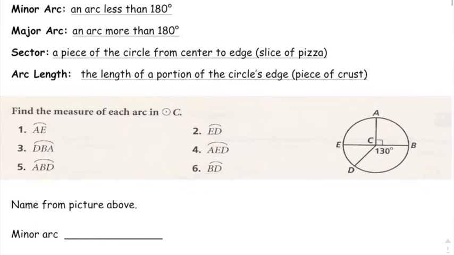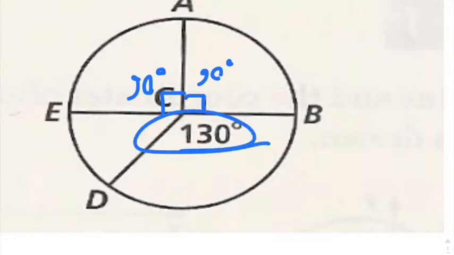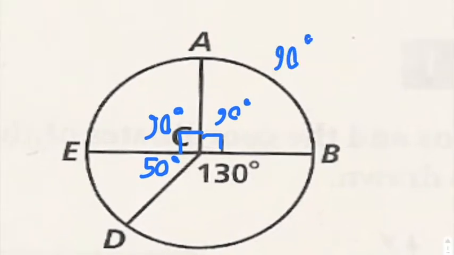Alright, so anyways, find the measure of each arc in circle C. The way I like to do these is just find all the inside angles, and then all the arcs on the outside correspond to the central angles that you have here. I got a right angle there, so obviously that's got to be 90 degrees. Over here on the other side you got 90 degrees as well. Right here you should have a linear pair, so this should be 50 degrees. And then all of these arcs that are across from it, as far as how many degrees they are, should correspond with the central angles.